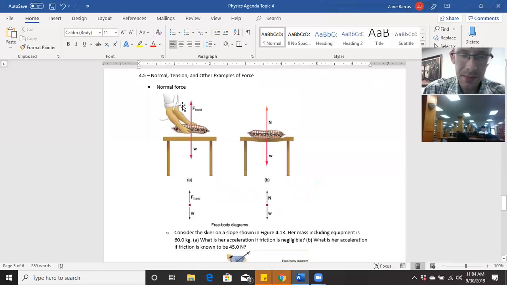Now, Newton's third law said that every action has an opposite and equal reaction. So I wanted to just give you another perspective of this. We have in physics what's called the normal force.